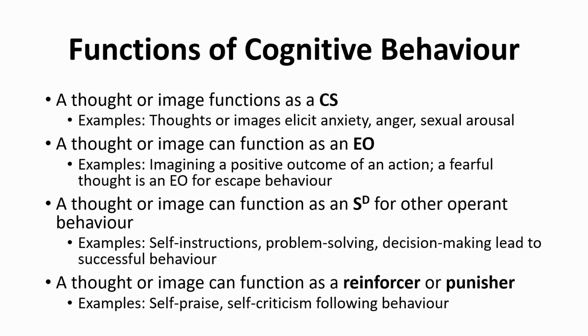Now, before we move on to actual types of cognitive behavior modification, we're going to talk very, very briefly about some of the functions that cognitive behaviors can fulfill. So a thought or image, one of our cognitive behaviors, can function as a conditioned stimulus. So a thought can make somebody feel angry or anxious or excited. So just thinking about something or imagining something can elicit some kind of response. So it can lead to other behaviors happening.